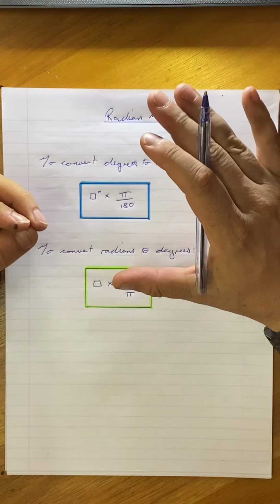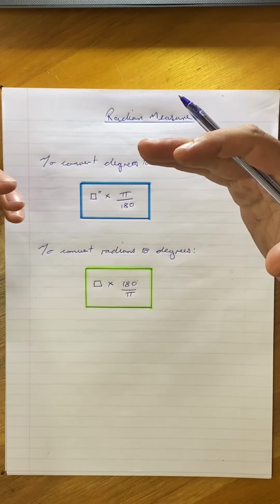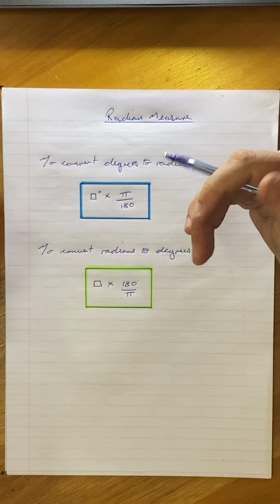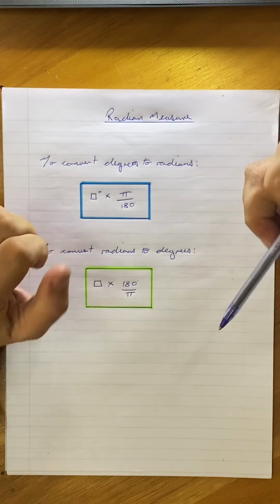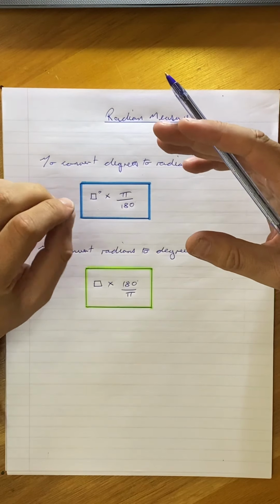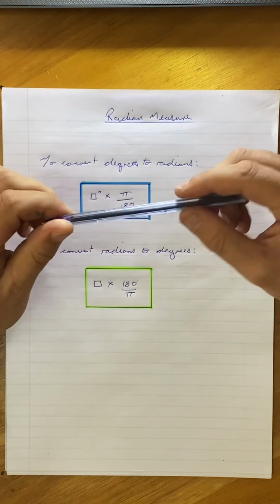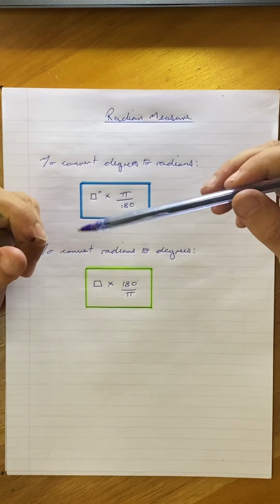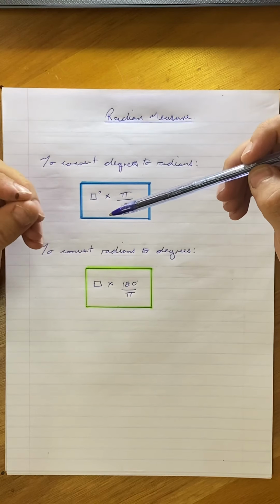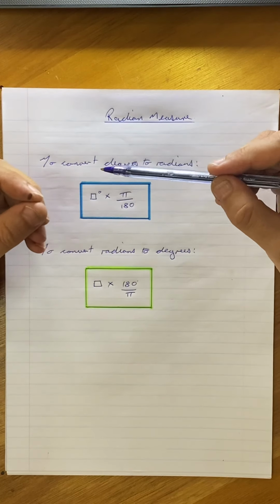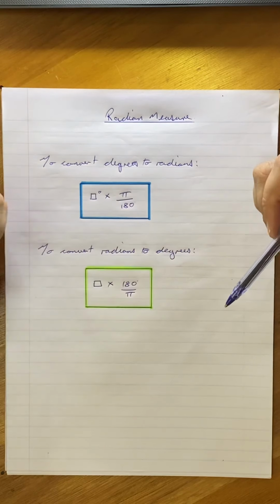It's not a degree. So for example, 30 degrees is not a number. So it doesn't make sense saying something like 30 degrees plus 5. We can't add them together. They are two different units. But a radian is a number. So we can say, for example, 30 radians plus 5, and that will give us 35.